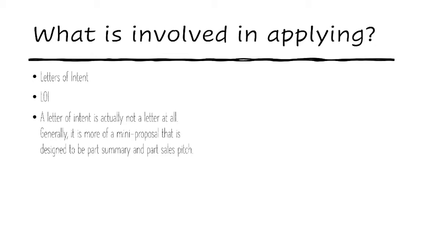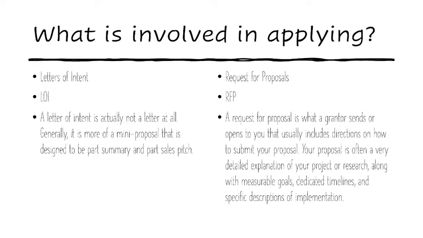The second step or stage is generally a request for proposals, or an RFP. A request for proposal is what a grantor sends or opens to you that usually includes directions on how to submit your proposal. Your proposal is often a very detailed explanation of your project or research, along with measurable goals, dedicated timelines, and specific descriptions of implementation. As you can already tell, the LOI and the RFP are very similar. The difference, generally speaking, is the amount of detail required for an RFP is not present in an LOI.